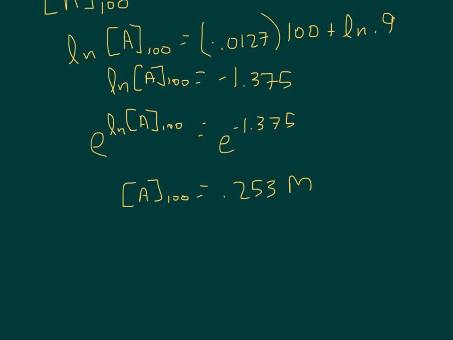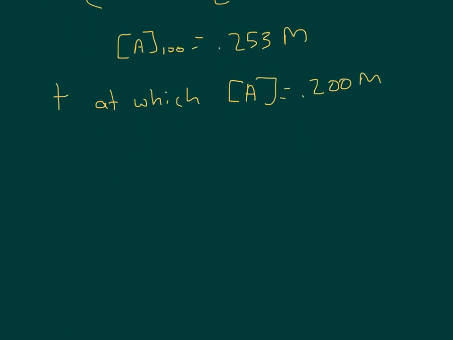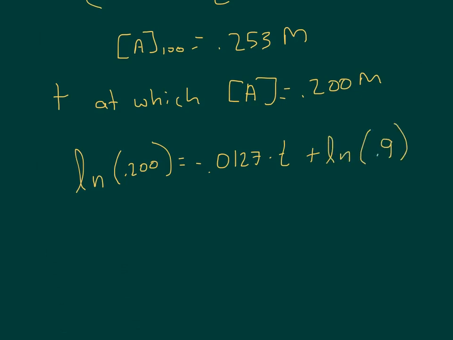I'm going to pretend that the last problem was that I needed to find the time at which the concentration had fallen to, let's say, 0.2 molar. And the way I'll do that is to say the natural log of 0.2 is equal to negative 0.0127 times time plus the natural log of my initial concentration, which is 0.9. And when I solve, I find that the time for that to happen is 118 seconds.